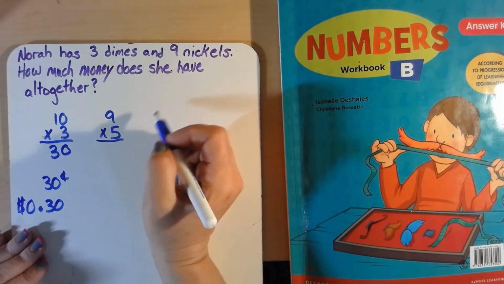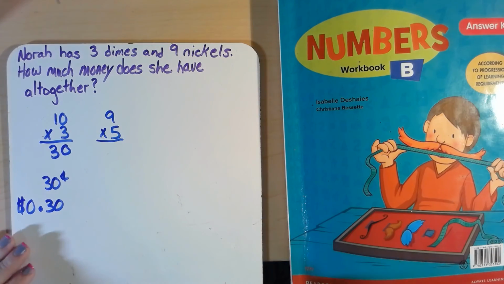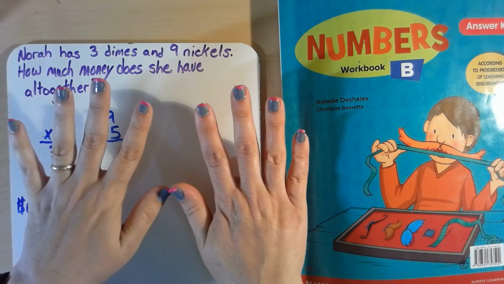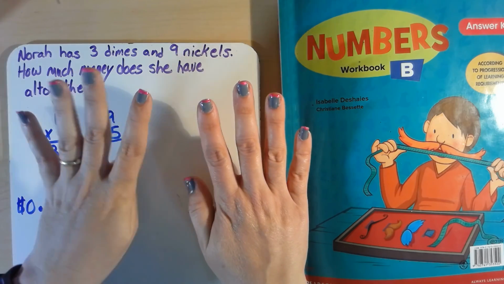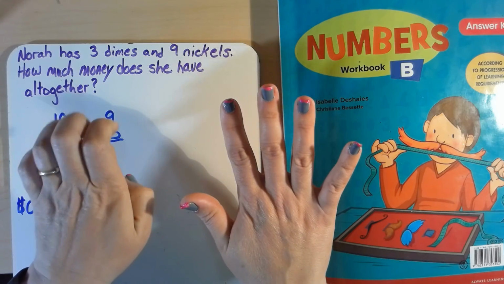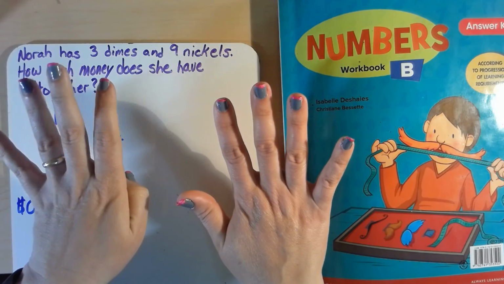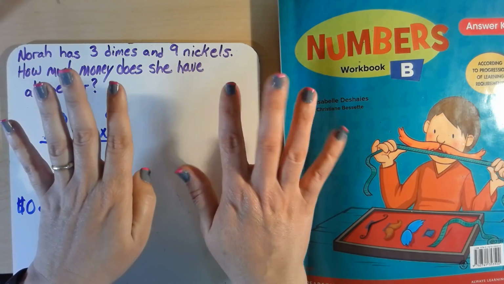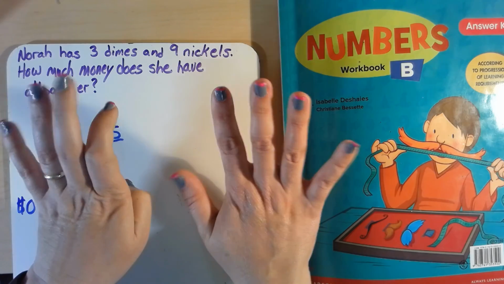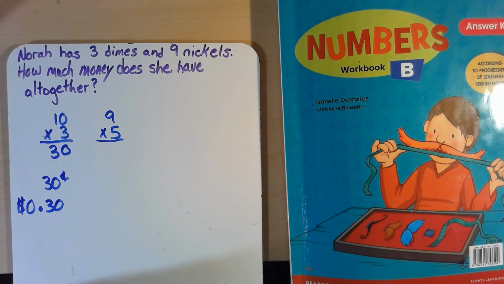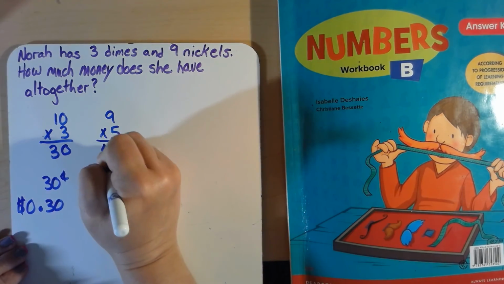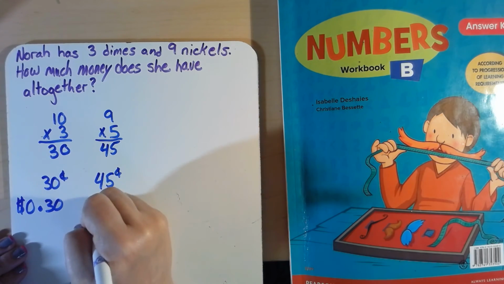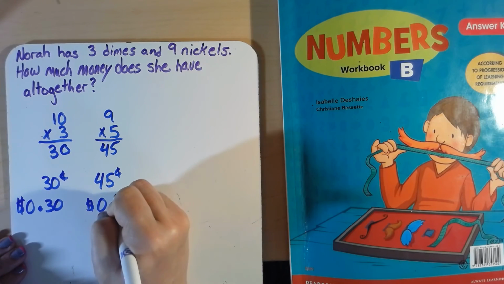If we had 9 nickels, 9 times 5, what you can do is use your hands and put down your 5th finger, 1, 2, 3, 4, 5. So the fingers to the left are your tens, so 40, and the fingers to your right are your ones, so 45. 9 times 5 is 45. So we can say 45 cents or 0.45.